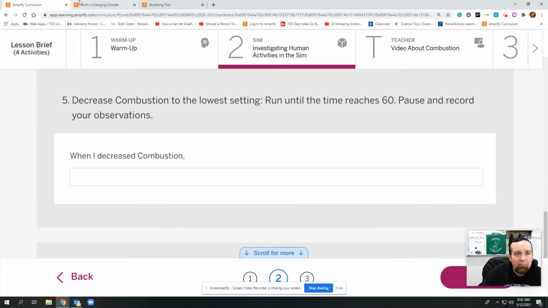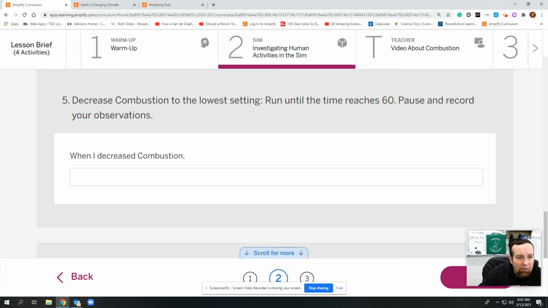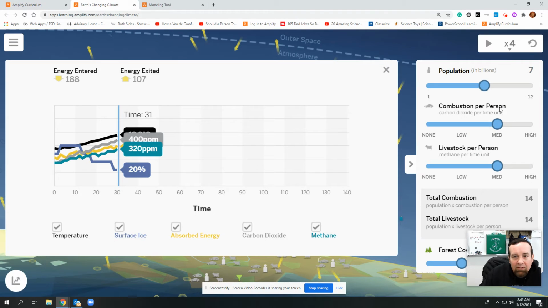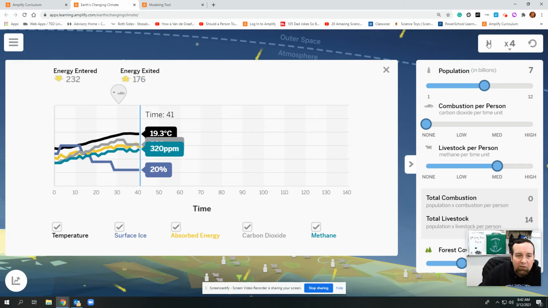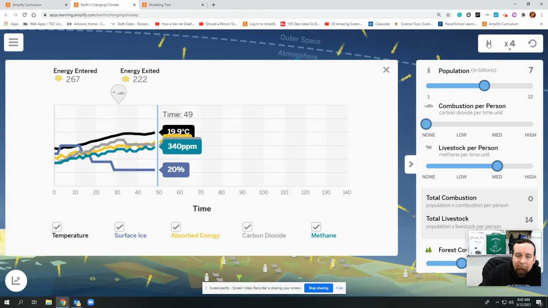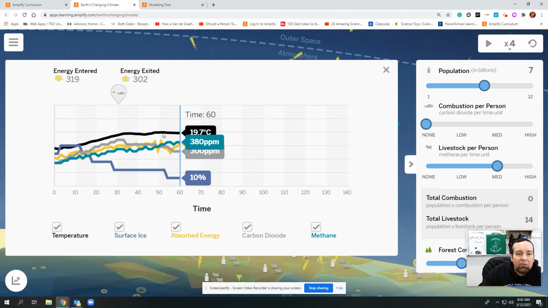Now you're going to run the sim until it gets to 60. Oh, what are we doing? Decrease combustion to the lowest setting. Well, the lowest setting is none. So let's run it for another 30 count in our time and let's see what happens. What? Okay, so our temperature has actually started to level off. It was going up at a steady rate.